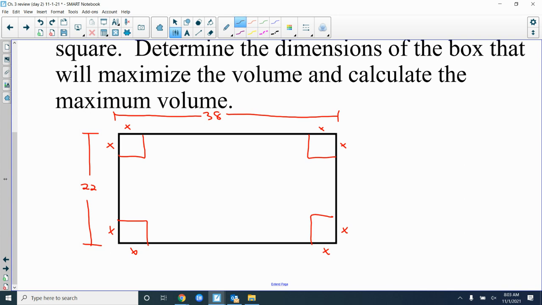Volume equals length times width times height. All right, now how do I represent that here? What's going to be our length? Okay, you remember, in this case, the final length. The original length is 38. 38 minus 2x. Okay, so you subtract x from each side. So you're going to end up with 38 minus 2x.